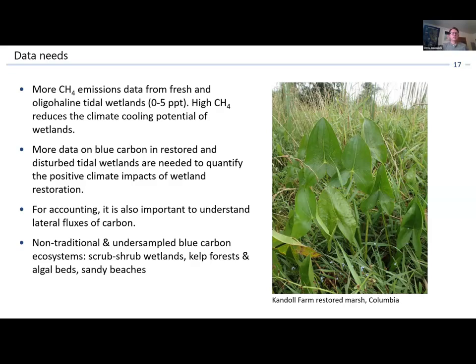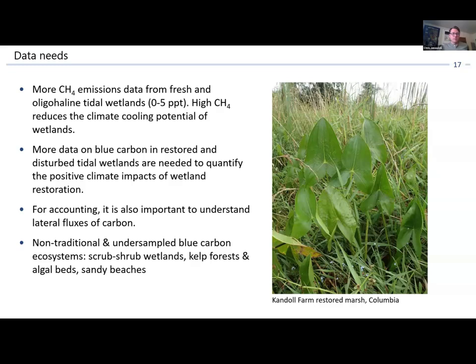We, of course, need more data on the lateral fluxes of carbon. It's not an area of my expertise, but very few studies worldwide are looking at that, though there are growing numbers. Aaron Peck has done a little bit of work on understanding the lateral fluxes, or the origin of carbon, in Pacific Northwest salt marshes, for example.